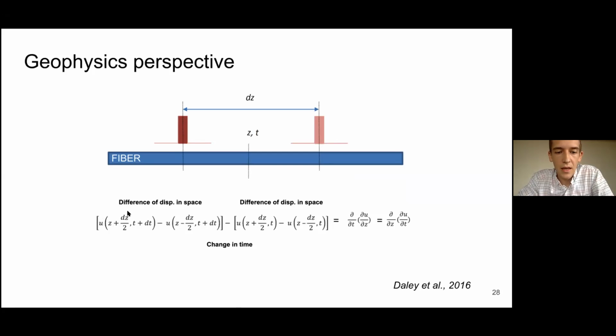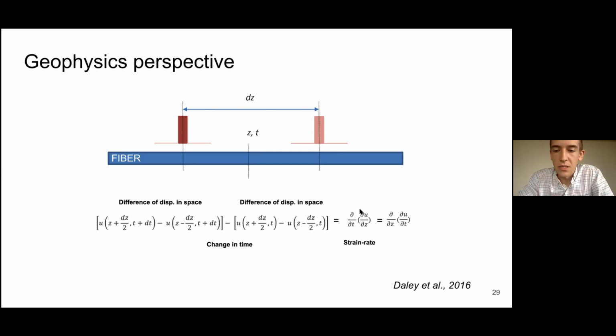The description of DAS is actually a change in the displacement in space. So the difference between the displacement at this point and this point. Then we take that same difference through time: we record the difference of displacement at one time, and then the difference at the next time, and we difference those. That leads to a description of the strain rate of the measurement.